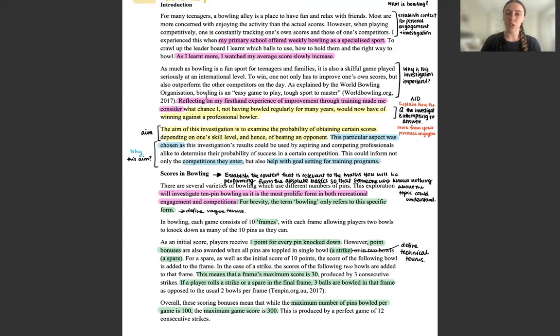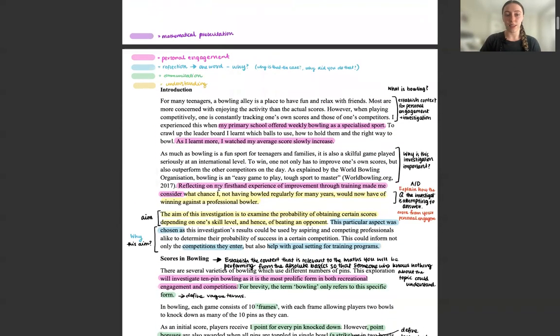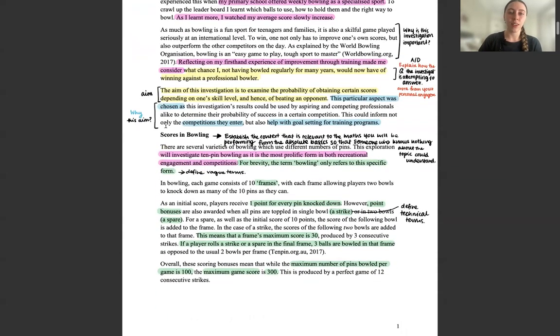Also notice that I'm using the words reflecting on my first-hand experience. So I'm drawing attention to the fact that firstly, it's personal engagement because it's first-hand experience, but also I'm reflecting. Give me those marks for reflection, please. That's what I'm doing there. So the aim of this investigation is to examine the probability of obtaining certain scores depending on one's skill level and hence beating an opponent, in this case, the professional bowler.